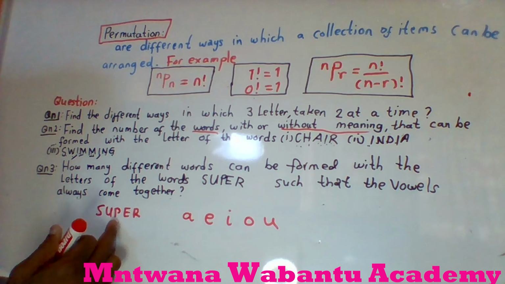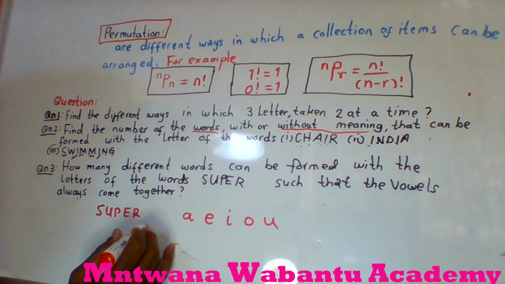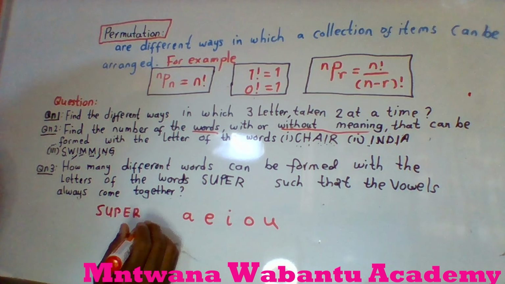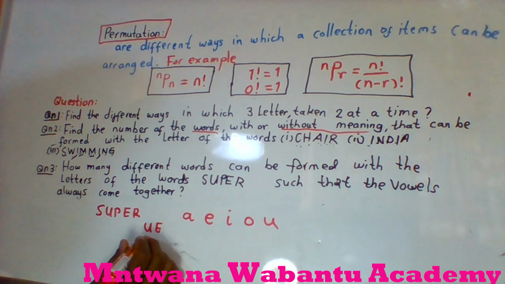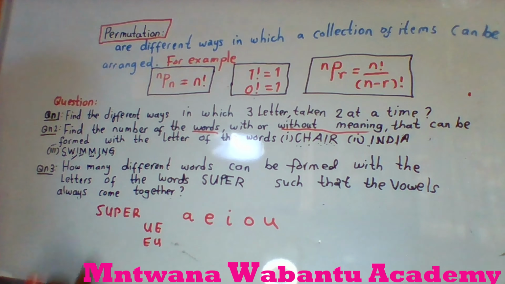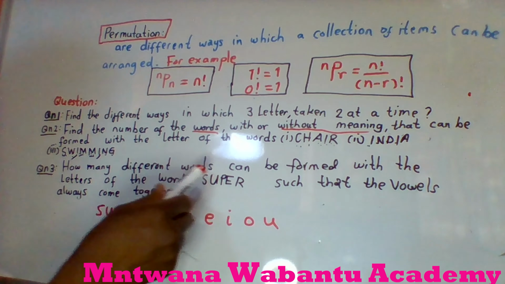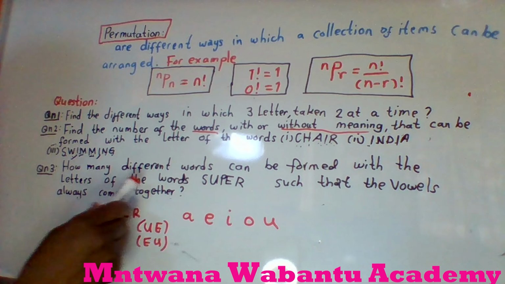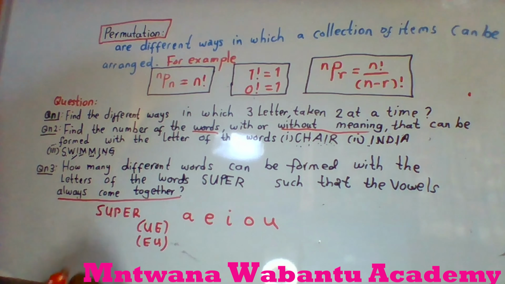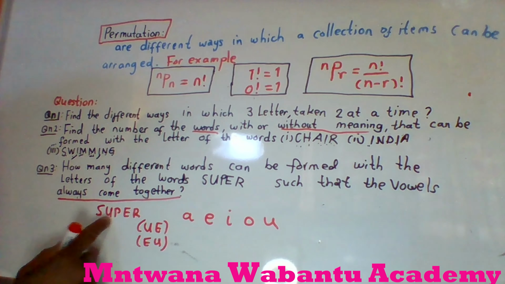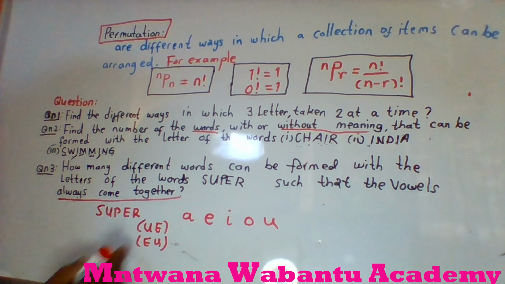So we see the only way that the vowels can come together here, it could be either U and E can come together. So you answer according to how they ask you. So it could be U and E will come together, or it could be E and U come together. Because the question is how many different words can be formed with the letters of the word super such that the vowels always come together. It means I want to take U and E together, or E and U. So these are two different ways that these vowels can come together.